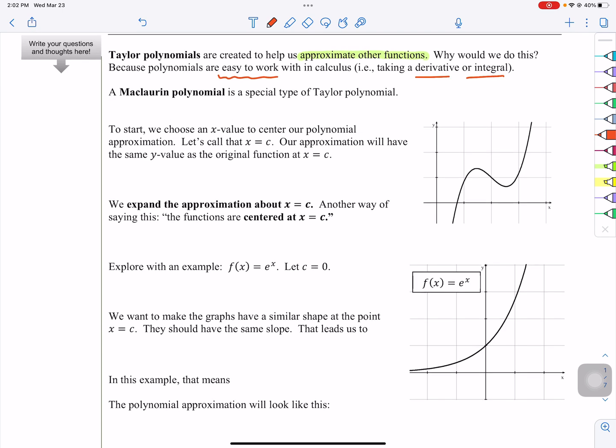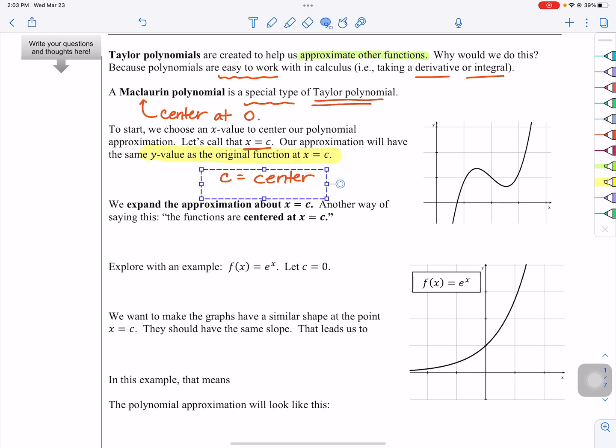Now, a Maclaurin polynomial is a special type of Taylor polynomial. A Maclaurin polynomial has a center at 0. So basically what we're going to be doing is we're going to choose an x value to center our polynomial, and you can just call that c. So c is the center. The approximation is going to have the same y value as the original function.